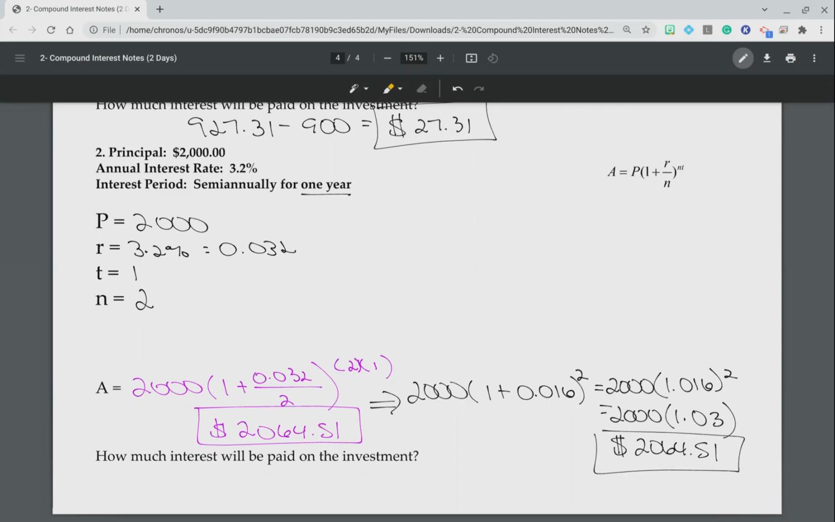All right, so to find out how much interest will be paid on this investment, we're going to take our A and subtract our original principal. And on this investment, we made $64.51.